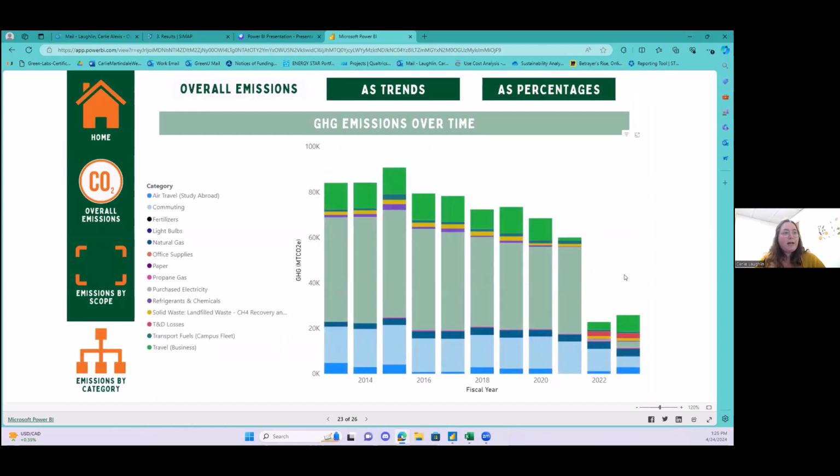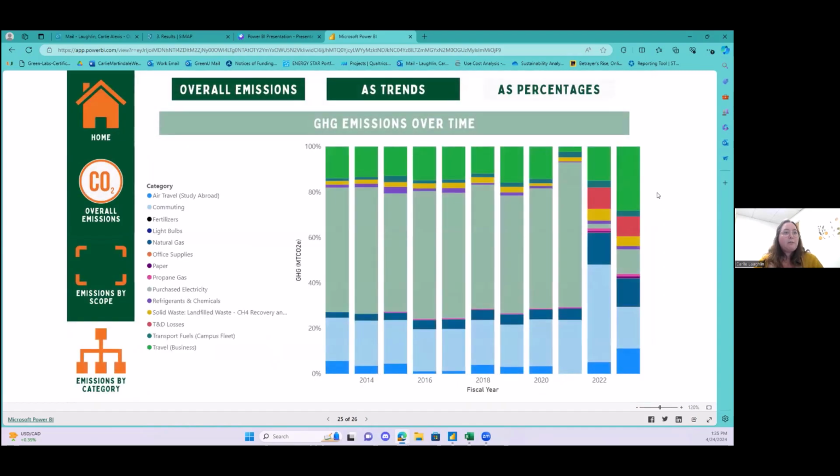So this emissions by category page on the dashboard here really breaks it down even further. If we want to look at percentages, we're able to see the change that arose from switching our university over to solar. Previously, purchased electricity was a pretty decent majority of where our greenhouse gas emissions came from. But now the majority of our emissions come from commuting. So the focus really needs to switch.